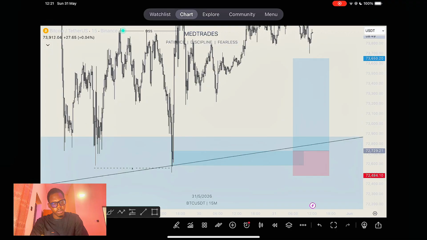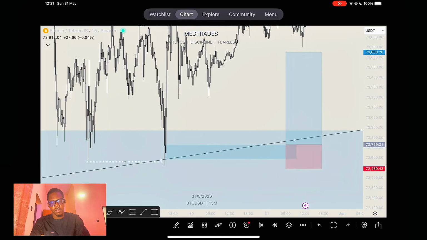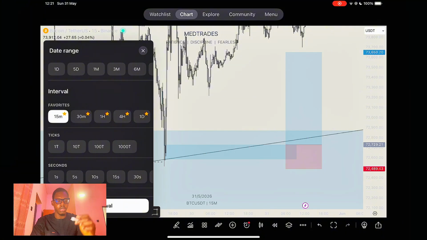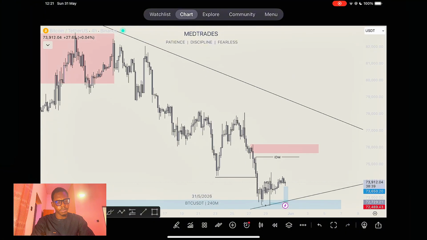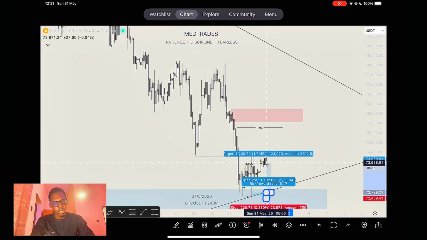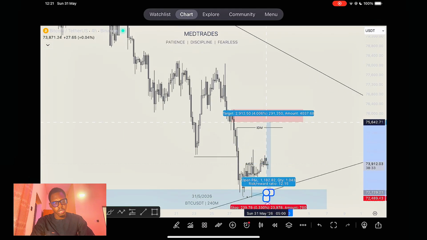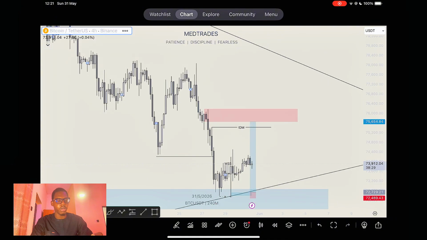Okay, let me adjust this one. Alright, so I'll go to the four-hour time frame to take it over to this supply that we identified from the daily time frame. You can see I'm expecting that price should come into this level here to buy up. So that's that on Bitcoin.